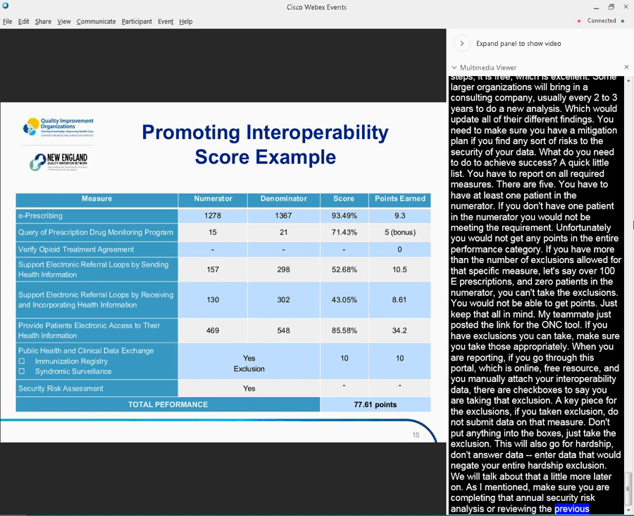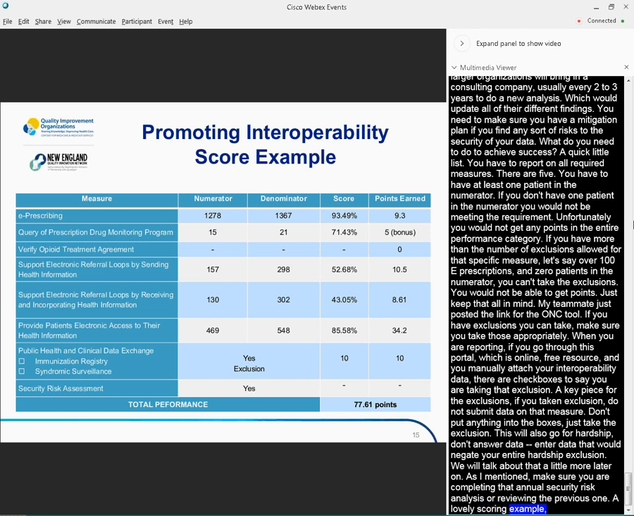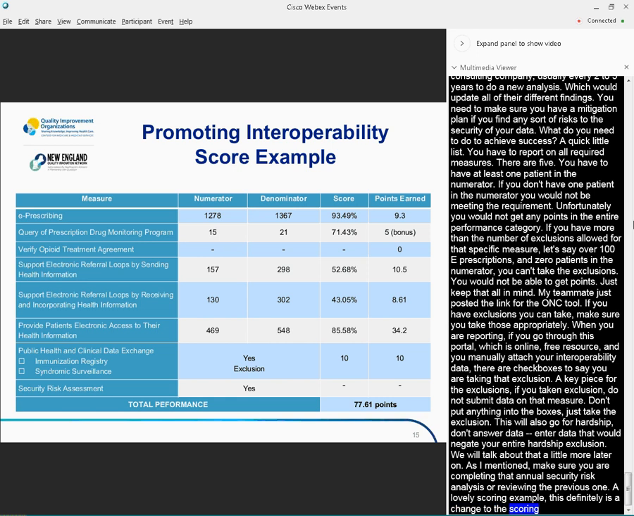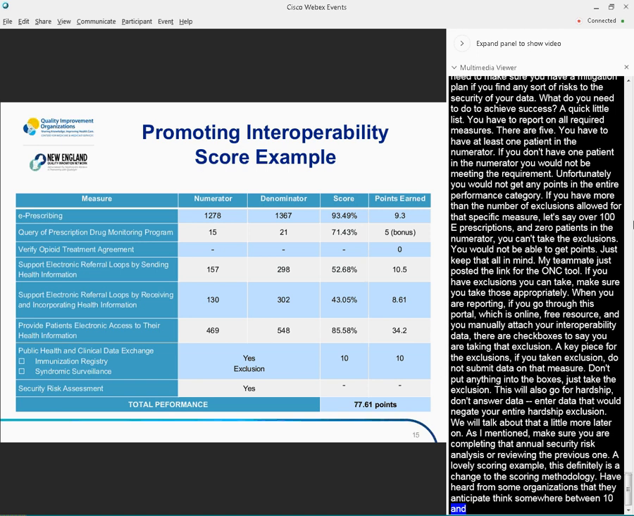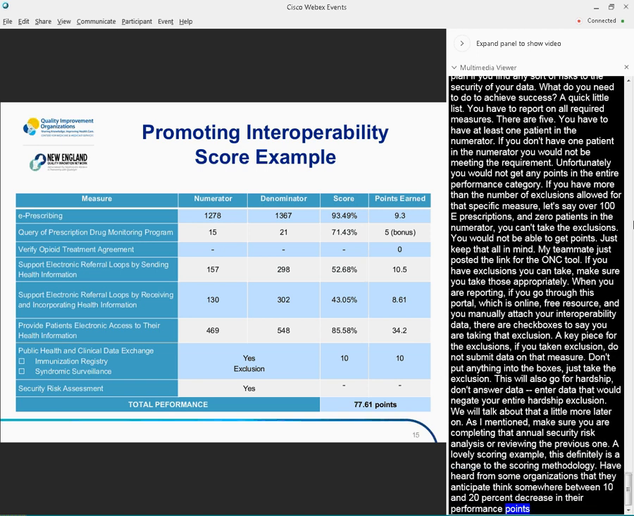All right, I have a lovely scoring example. This definitely is a complex change to the scoring methodology. We've heard from some organizations that they anticipate seeing somewhere between about 10 and 20% decrease in their performance points for this performance category, based on the way that the measures are being calculated.